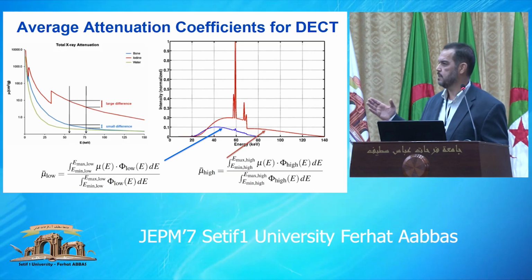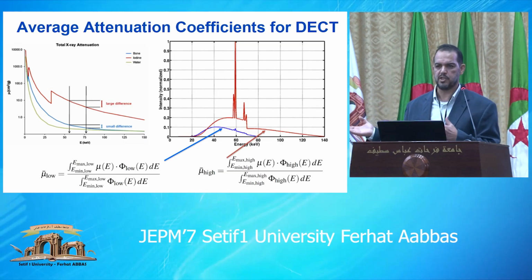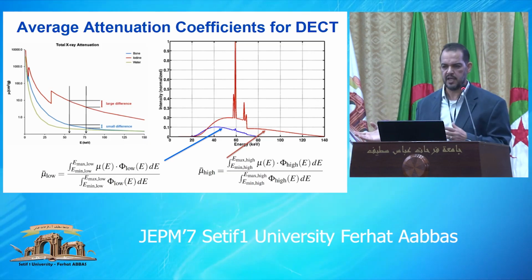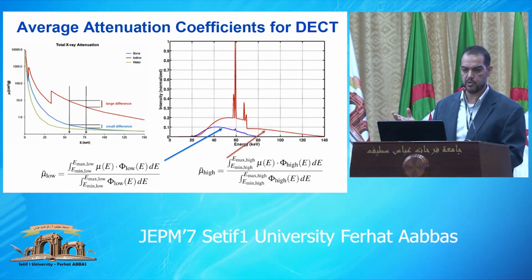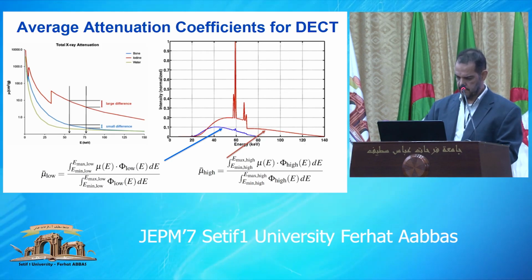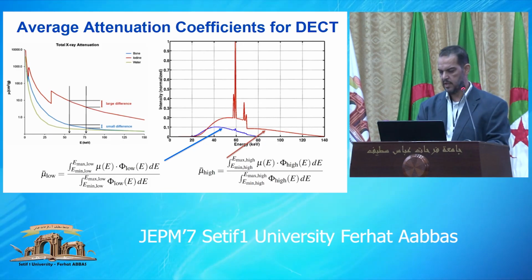And the same thing you get if you expose your patient to the higher energy: you get a second attenuation coefficient that corresponds to an average of the higher attenuation. So here, the only thing that changes in the equation is that the minimum energy is about the same. The maximum energy is now, instead of 80 kiloelectron volt, in this case 140 kiloelectron volt.